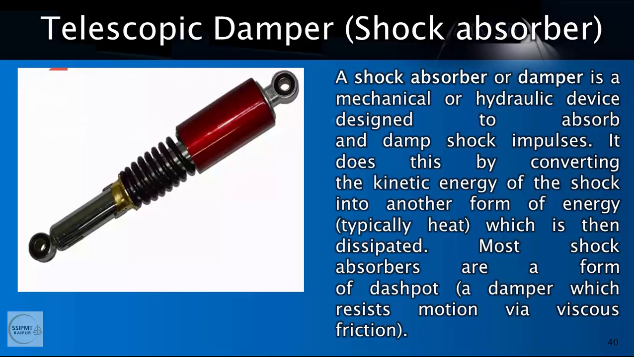Impulses come in the form of kinetic energy, and it is transferred to another form of energy and again dissipated. Most of our shock absorbers are a form of dashpot or damper which resists motion via viscous friction, right? So due to the fluid used in this system, the shock is easily absorbed through the dashpot or damper, right?